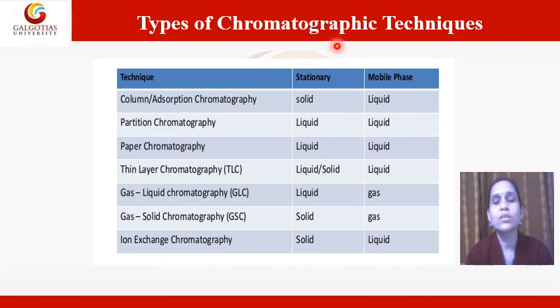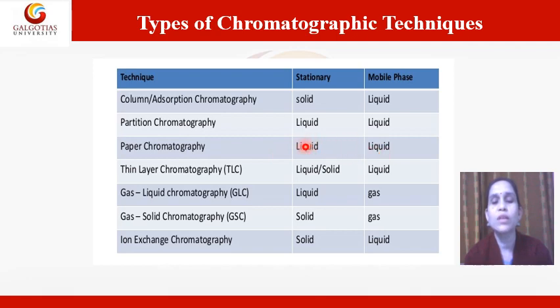Let us discuss the types of chromatographic techniques. According to our stationary phase and mobile phase, what are the types of chromatographic techniques? One is column or adsorption chromatography, generally thin layer chromatography. In this, our stationary phase is solid and mobile phase is liquid. In partition chromatography, the stationary phase is liquid and the mobile phase is also liquid. In paper chromatography, the stationary phase is also liquid and the mobile phase is liquid.